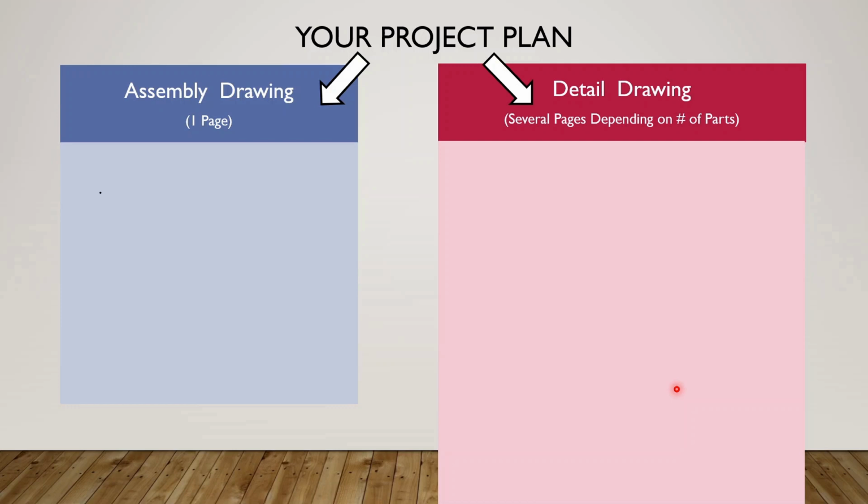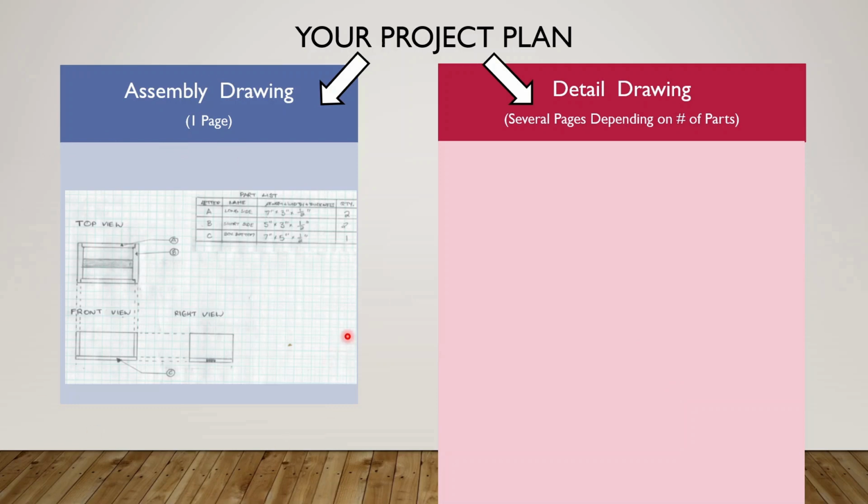To better help you wrap your head around the difference between the two, let's give you a tangible example. On the left here is an assembly drawing of a box. In a quick glance, it tells you what the box looks like when it's fully assembled. And in the top right-hand corner, it has a parts list, which tells you the parts, the number of parts you need, their sizes, and where they fit into the project.